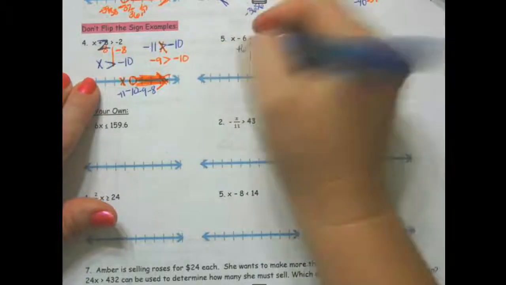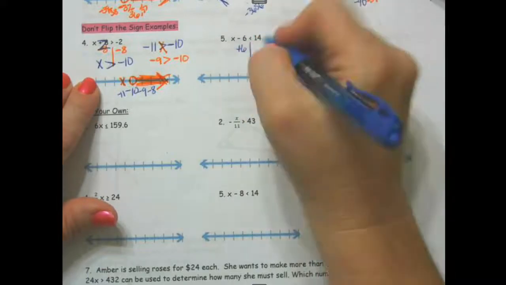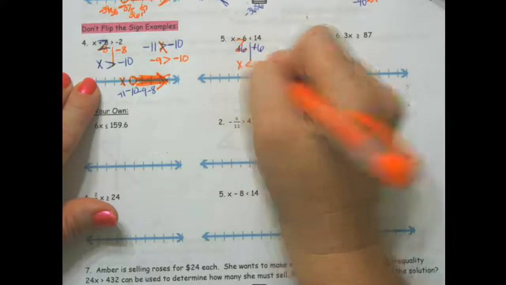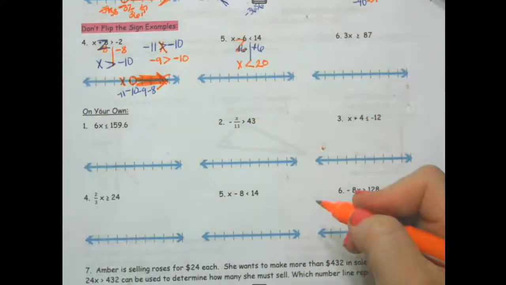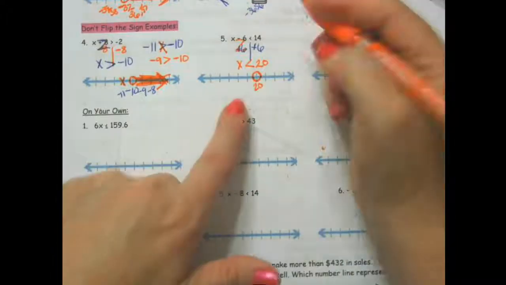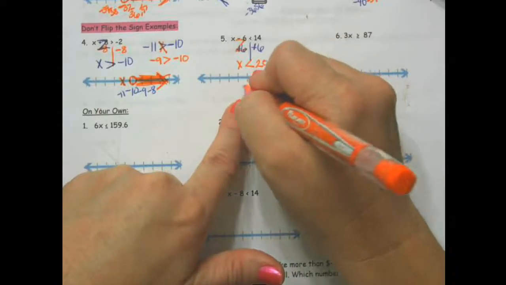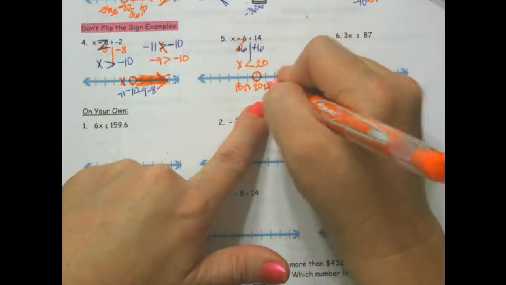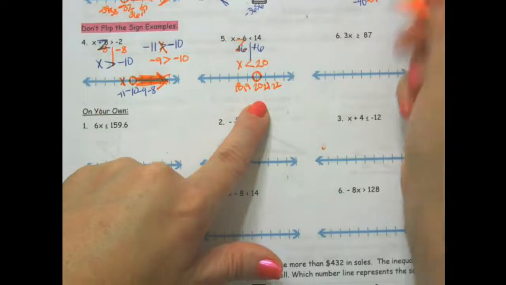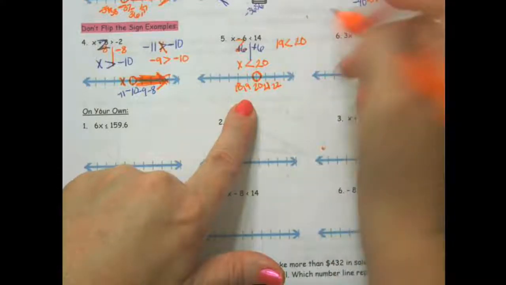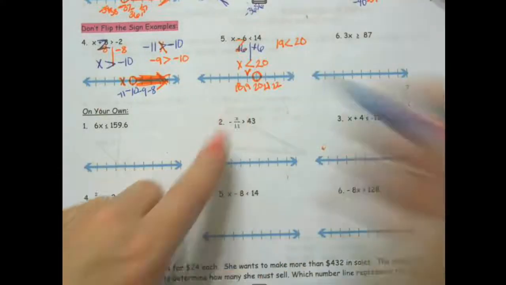Add 6 on this side to create my 0 pairs. If I add 6 on this side, I have to add 6 on this side. That's my 0 pairs. So x, 20. I'm going to put 20 right here. It is an open circle. This would be 19, 18, on the other side 20, it will be 21, 22. So if I put 19 is less than 20, that is true. So I am going to go this way.